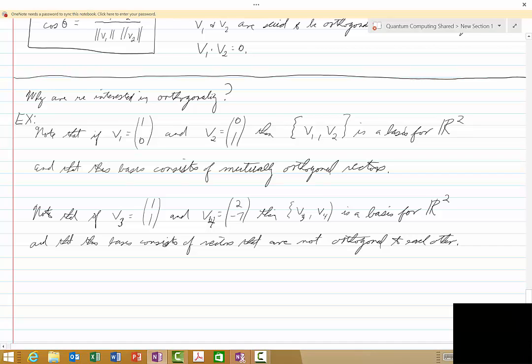Now, the part that these vectors are not orthogonal to each other is easy, because if we take the dot product of V3 and V4, what do we get? 1 times 2 is 2, plus 1 times negative 7 is negative 7, 2 and negative 7 is negative 5. So the dot product of V3 and V4 is not equal to 0, it's equal to negative 5. And therefore, these vectors are not orthogonal to each other.